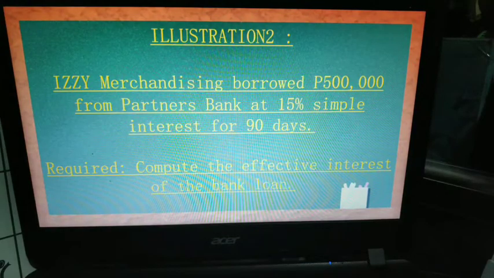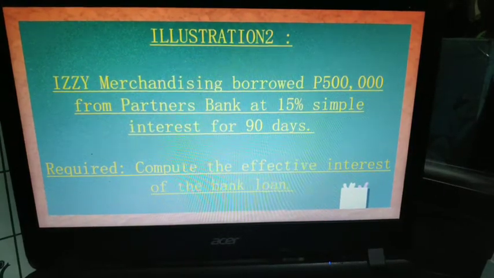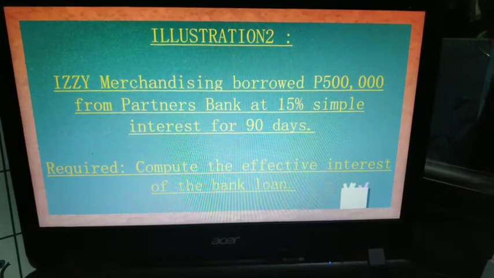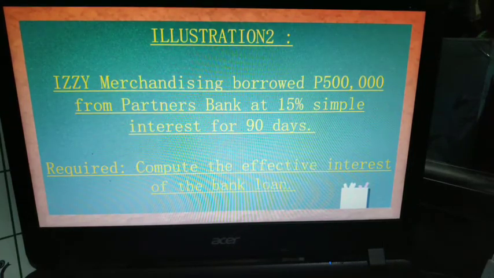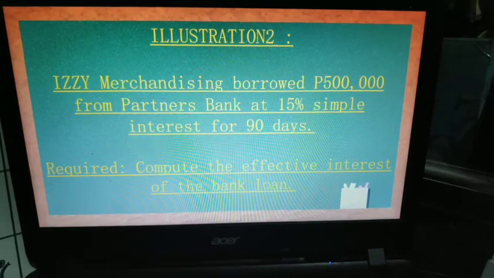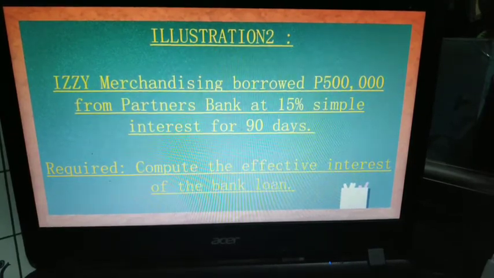Now, we will proceed to illustration number 2. Easy Merchandising borrowed 500,000 from Partners Bank at 15% simple interest for 90 days. The requirement is to compute the effective interest of the bank loan. Illustration number 1 was for 1 year. Now illustration number 2 is less than 1 year, which is 90 days. So for this problem, we will be using a different formula.